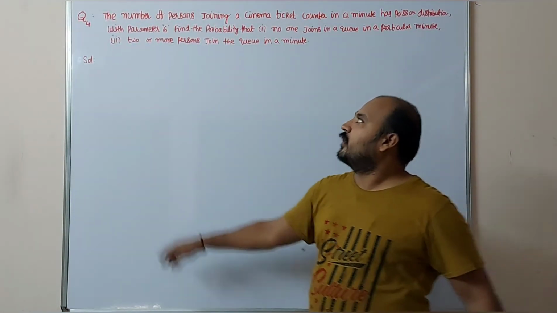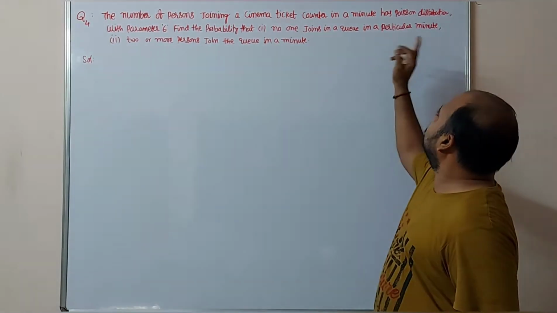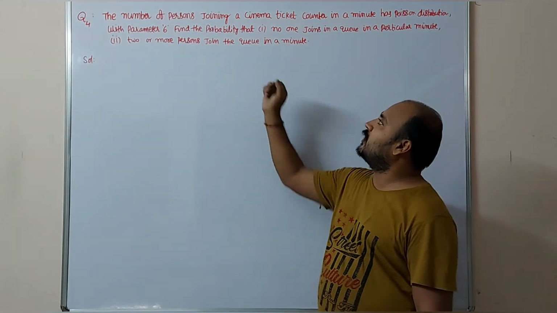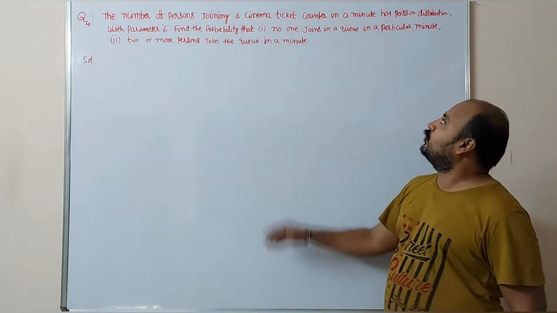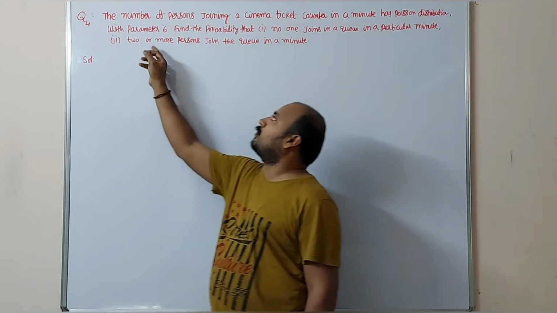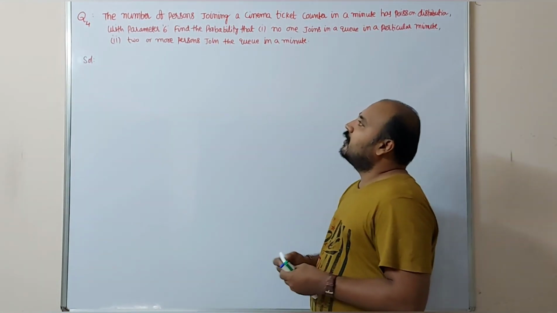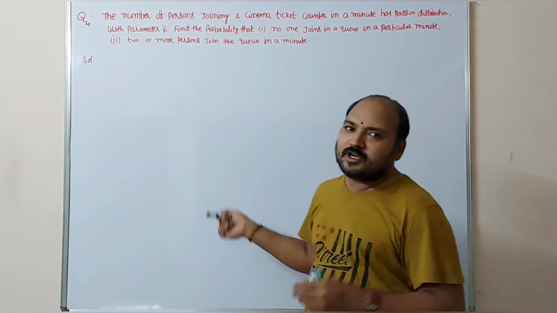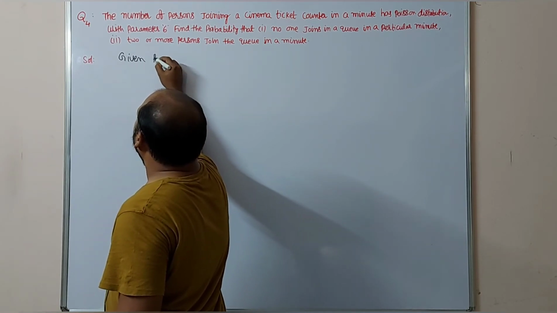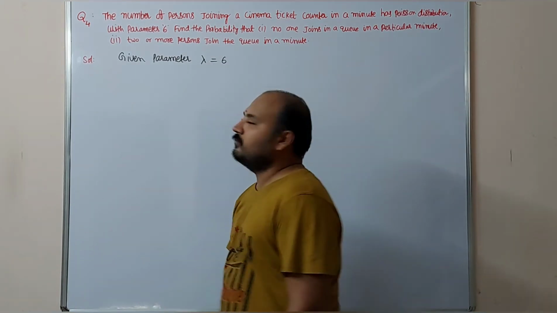Okay, the next question. The number of persons joining a cinema ticket counter in a minute has Poisson distribution with parameter 6. Find the probability that no one joins in a queue in a particular minute, or second question, 2 or more persons join the queue in a minute. So two questions are there here. Parameter value is given. Parameter in the Poisson distribution is what? Lambda. So given parameter lambda is equal to 6.